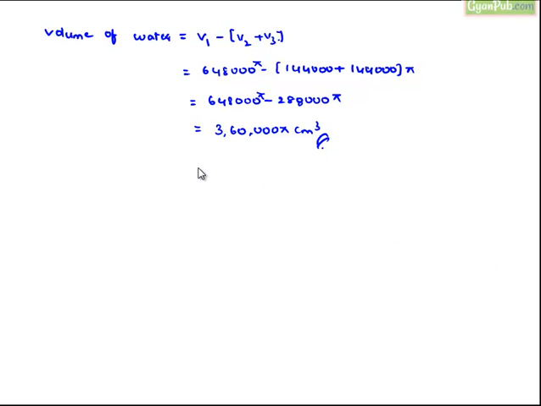If we need further simplification, then this can be transformed. We know that 1 centimeter cube is equal to 10 power minus 6 meter cube. So let us divide 3,60,000 by 10 power 6 and substitute the pi value also, 22 by 7. Then we get the whole simplification value as 1.131 meter cube. That is a simplified solution.